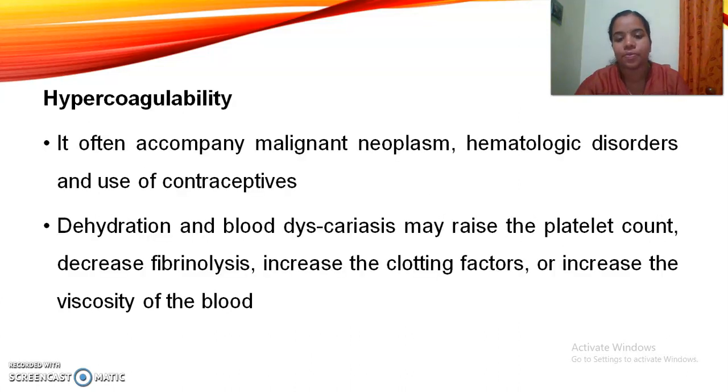heart failure. Hypercoagulability is often accompanied by malignant neoplasm, that is hematological disorders, and use of contraceptives may lead to hypercoagulability. In dehydration and blood dyscrasias, the platelet count rises, fibrinolysis decreases, clotting factors increase, or the viscosity of the blood increases, and that will lead to a hypercoagulable state of the blood, and that will lead to blood clot formation.